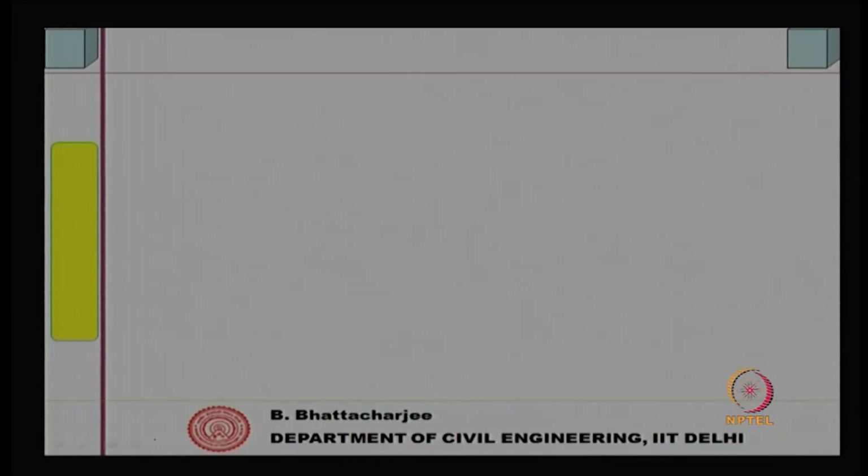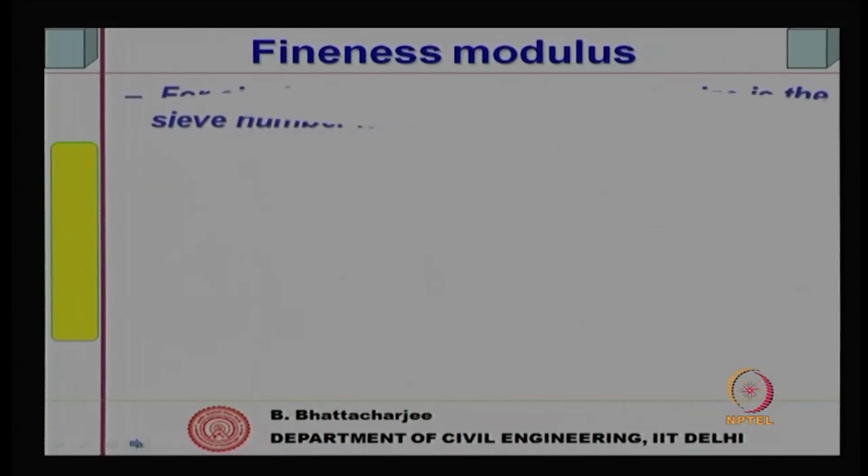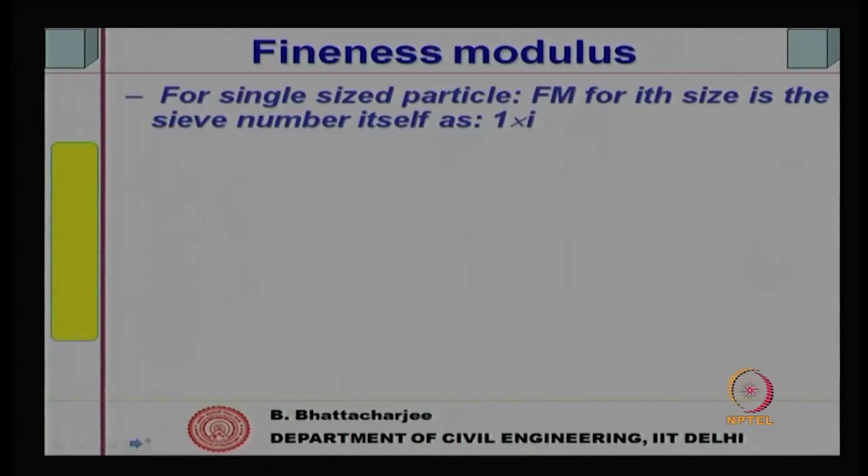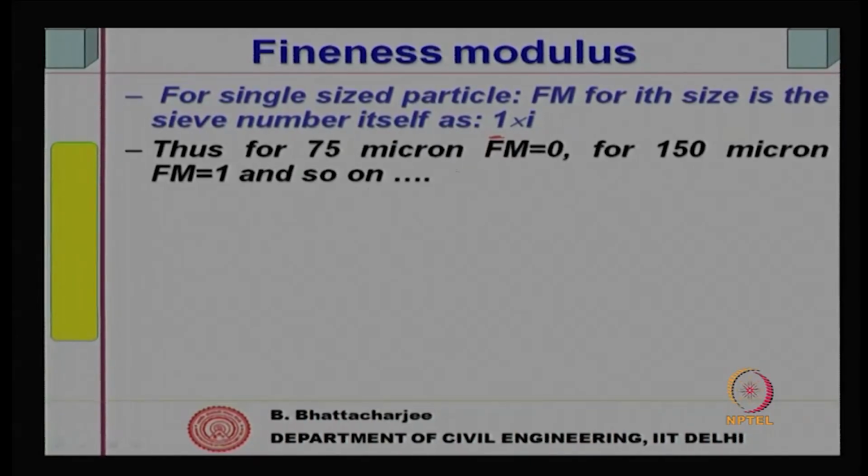Let us see how it is cumulative. For a single sized particle, the fineness modulus of the ith size will be simply the sieve number itself, right. Because there is a single sized particle, this value is 1, the fraction is 1. So, it is the sieve number itself. So, for 75 micron Fm is equal to 0, for 150 micron Fm is equal to 1, single sized particle, and so on.